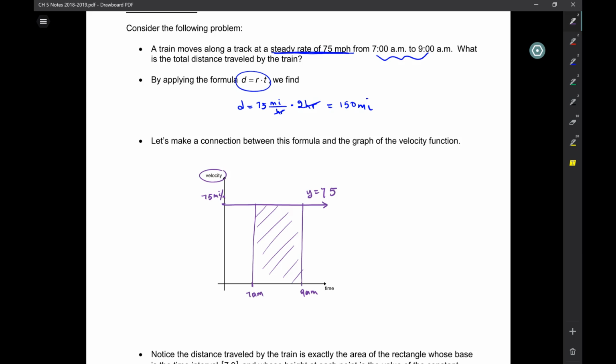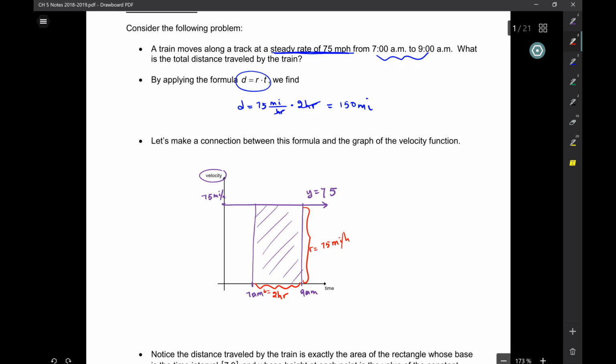Now, how can I use this to find distance? Displacement. It's the area under the curve, right? What shape is this underneath the shaded region? This is a rectangle. So now look at this. This is a length of 2 hours. So that's time. This is 75 miles an hour. The base is 2 hours, the quantity is time, and the units are hours. The height of this rectangle is 75 miles per hour, which is the rate.